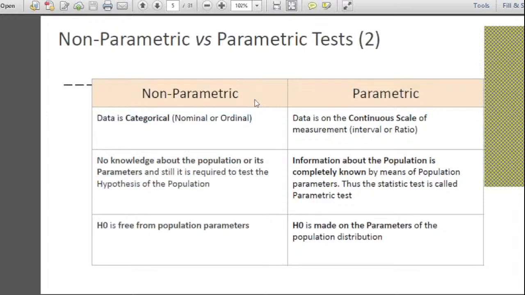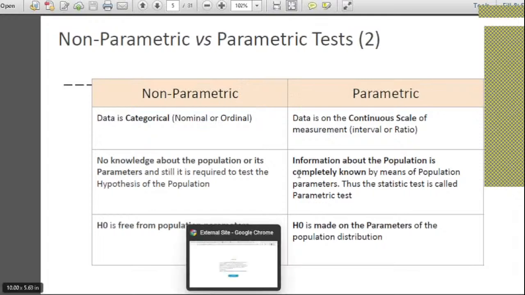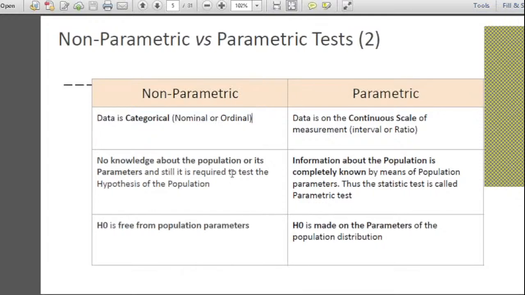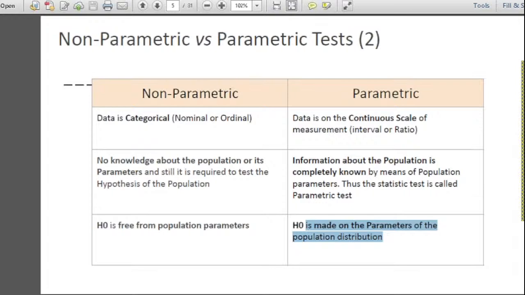Okay, but we do not have information about the population parameters. No knowledge about the population or its parameters. H0 is made on the parameters of the population. We have seen it is either the mean, or sometimes the standard deviation also. But in non-parametric, H0 is free from population parameters. We do not make an assumption about the population parameters in non-parametric.